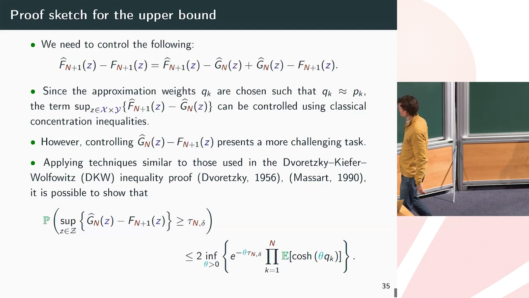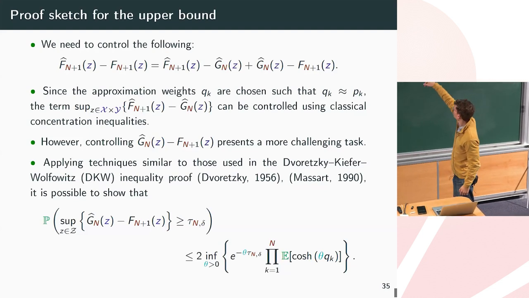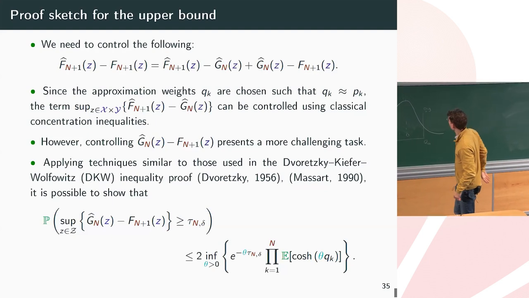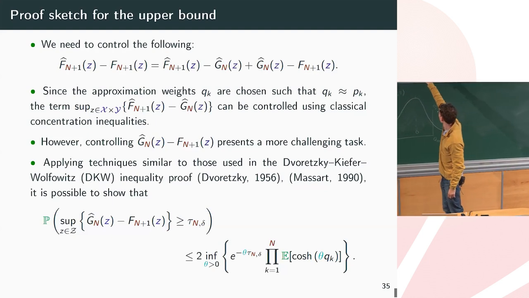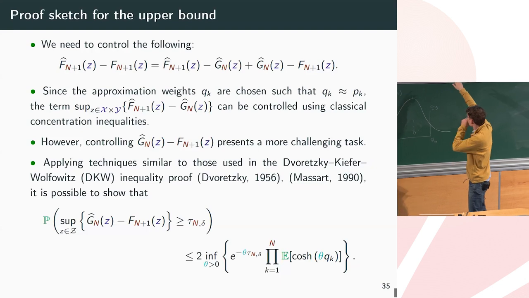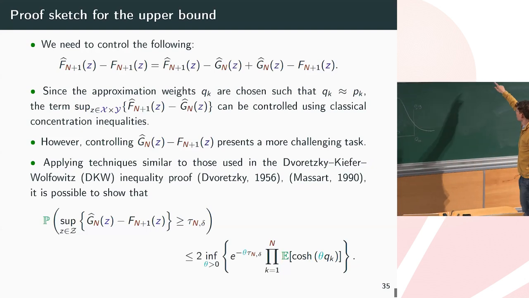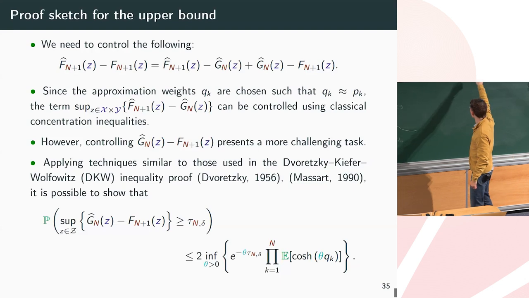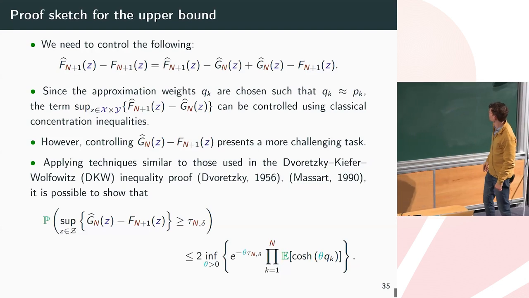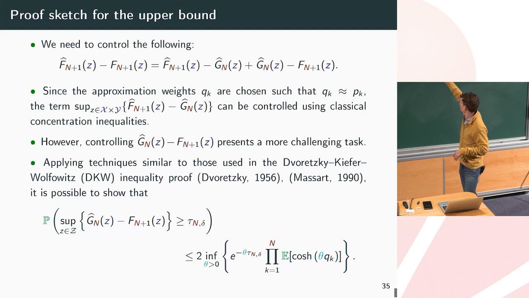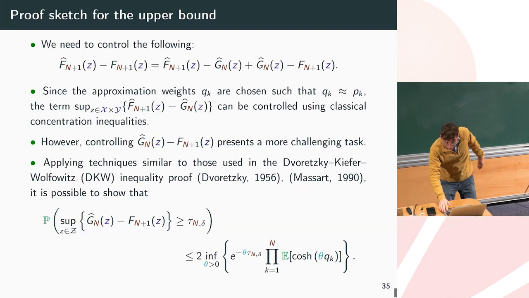So the main idea here is a kind of Markov inequality. We show that the probability that the supremum of this approximation error is above tau is controlled by this quantity. Here it's the hyperbolic cosine, and you can then optimize in theta at the end.